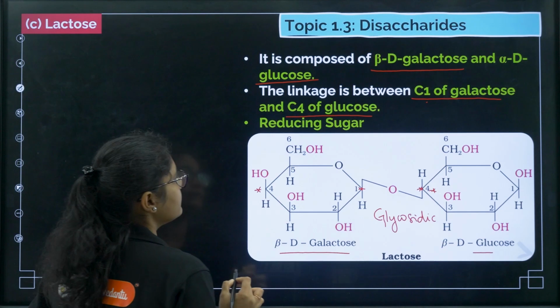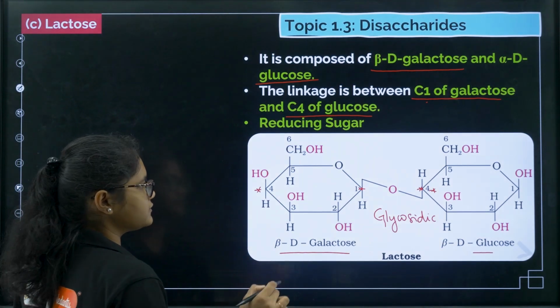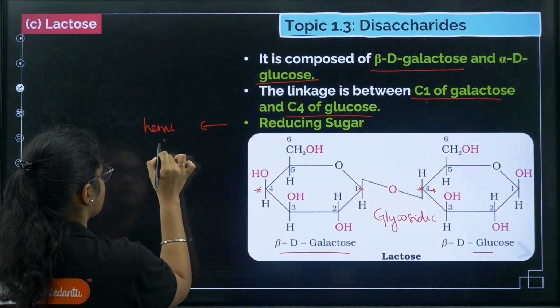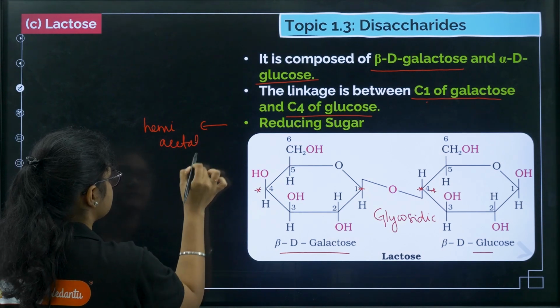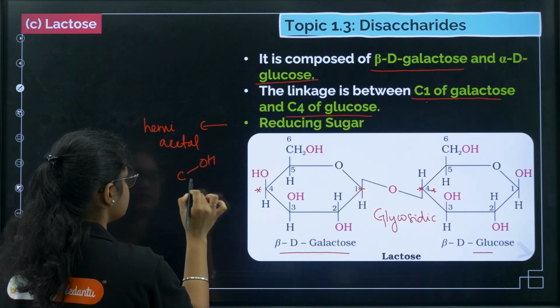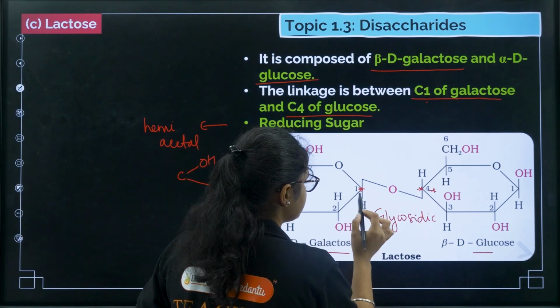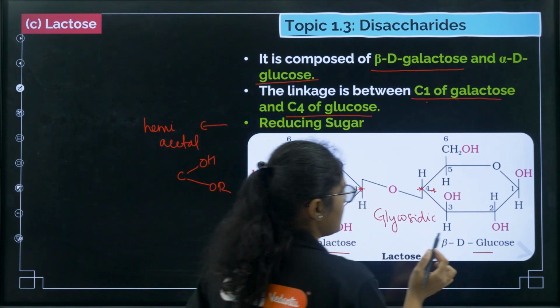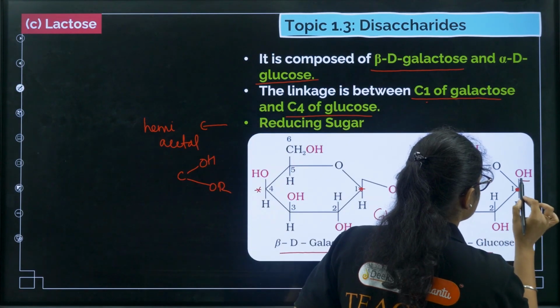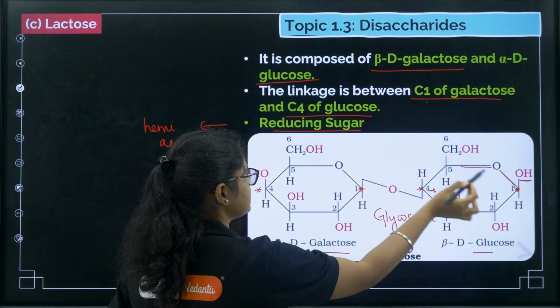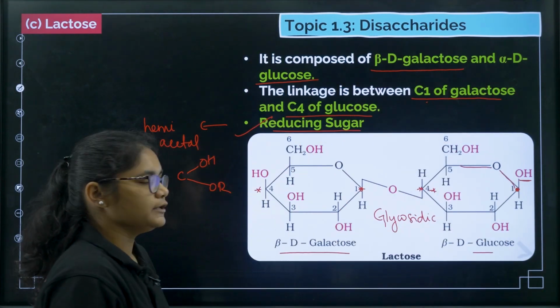Okay. Now coming to whether it is reducing or non-reducing. For reducing, what do we need? We need a hemiacetal group. We need to search for a hemiacetal group where it should have COH and COR group. So if you see here, there is no OH, so we can remove this one. And if you see here, OH is there and COR is there. So definitely this is a hemiacetal group. So this sugar is a reducing sugar.